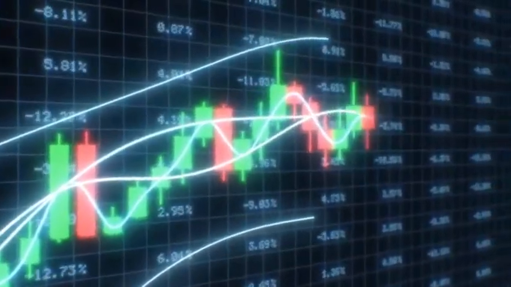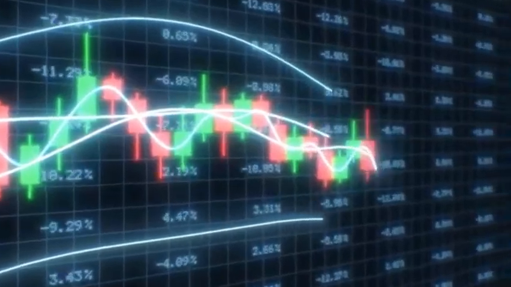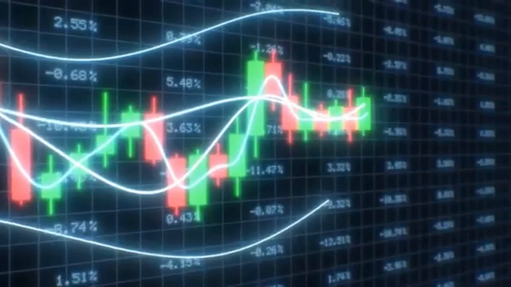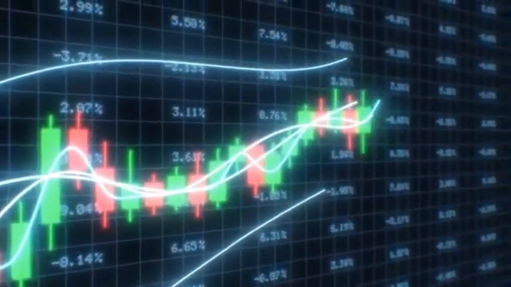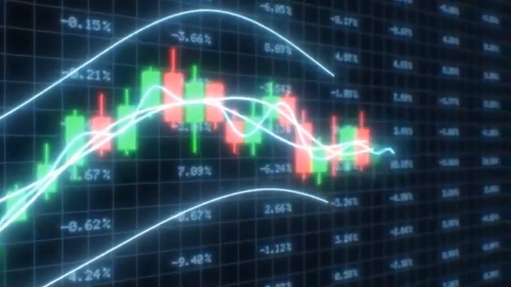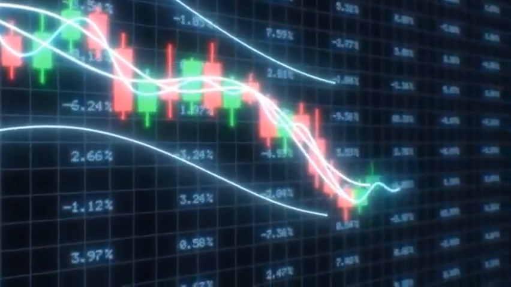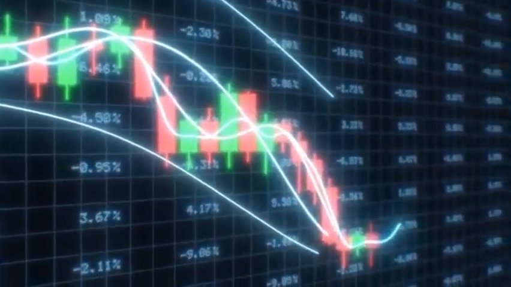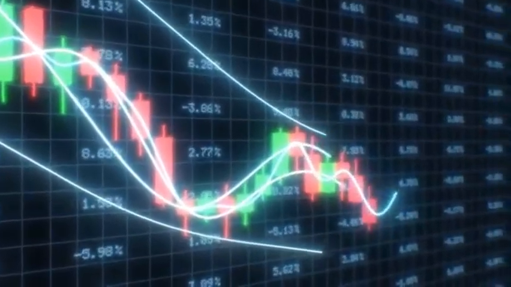Double top. This is a bearish reversal pattern that forms after a strong uptrend. It occurs when the price hits a peak, pulls back, then rallies back up to the same level again before failing to break higher. The key level here is the support level between the two peaks. When the price breaks below that support level, it signals the potential for a downtrend.